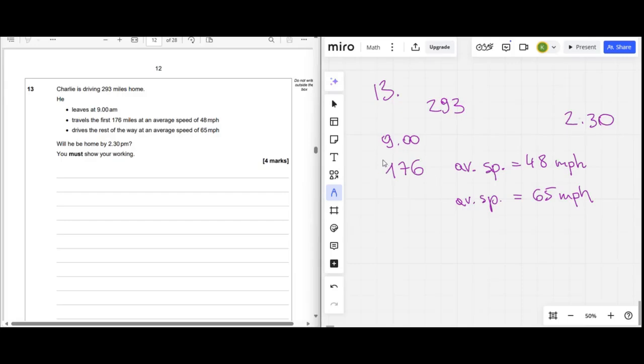Let's find out. Okay, so if the first part is 176, the other part will be the remaining. So 293 minus 176, which is 117 miles.